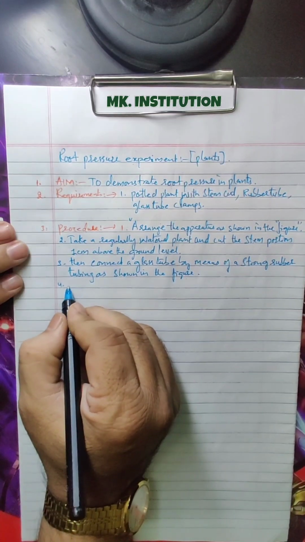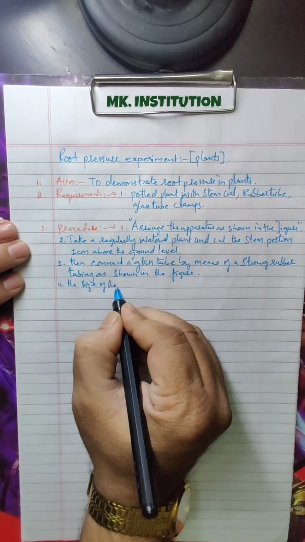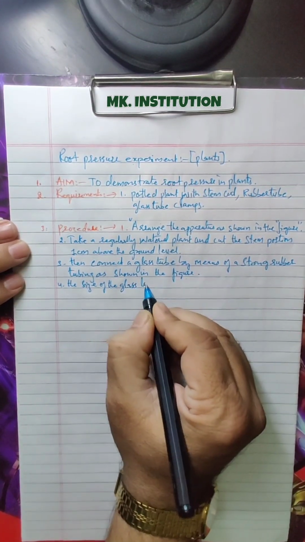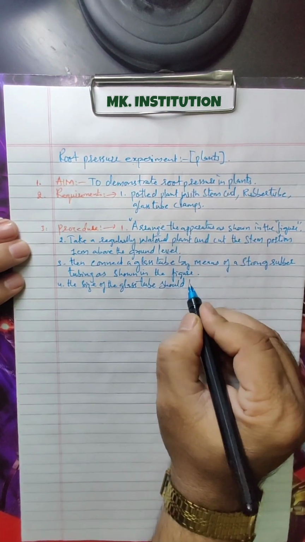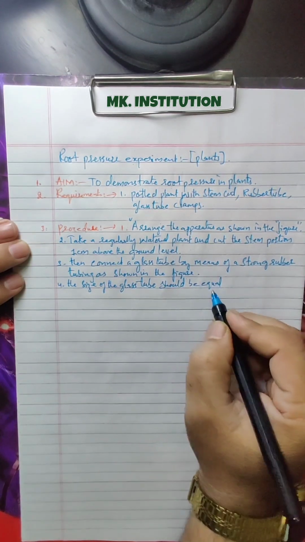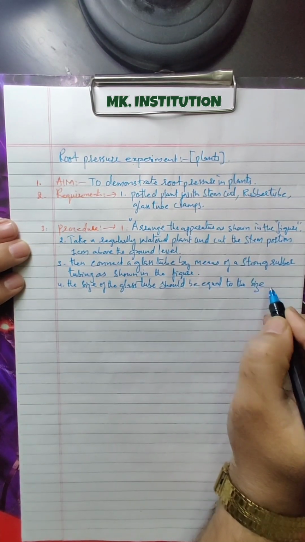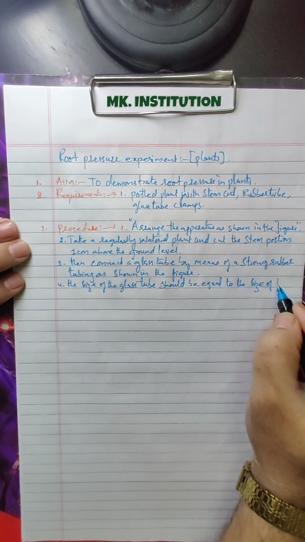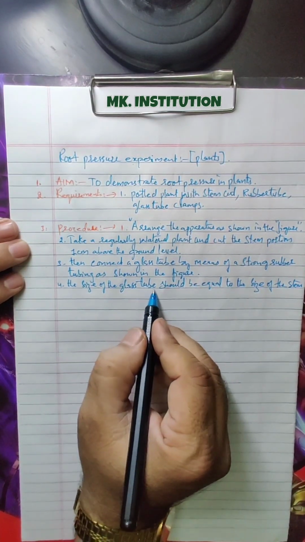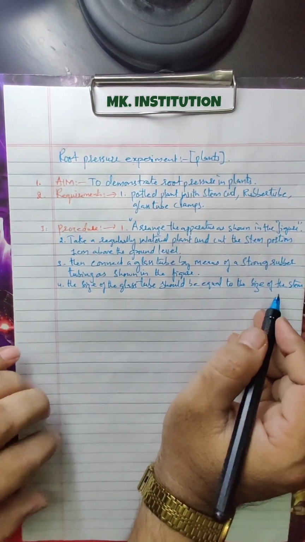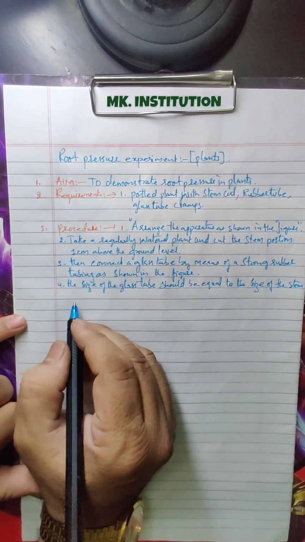Next, the fourth point. This is a very important point. The size of the glass tube should be equal to the size of the stem. Clear? The size of the glass tube should be equal to the size of the stem of the plant we are taking. The stem size and the glass tube size should be exactly the same.